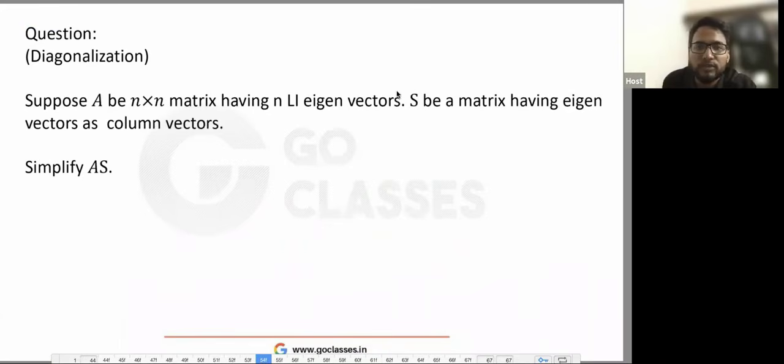Okay, so let's do this question. This question is a bit special, and let me just read it out. They are saying that suppose A is an n cross n matrix having n linearly independent eigenvectors.